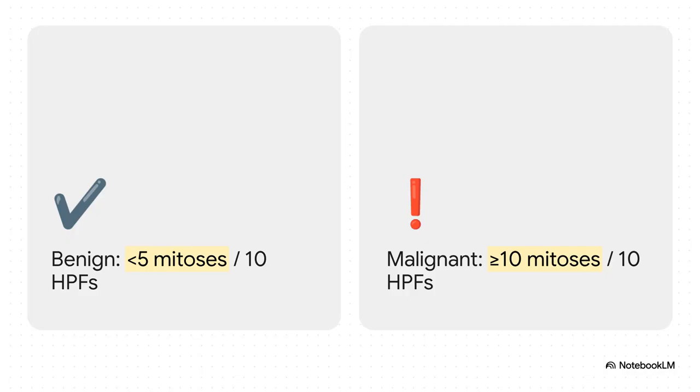And just to lock these numbers in your head, for benign tumors, you're looking at fewer than 5 mitoses per 10 HPFs. The borderline category is that gray area in the middle, from 5 to 9. And for malignant, you have to hit that firm cutoff of 10 or more.